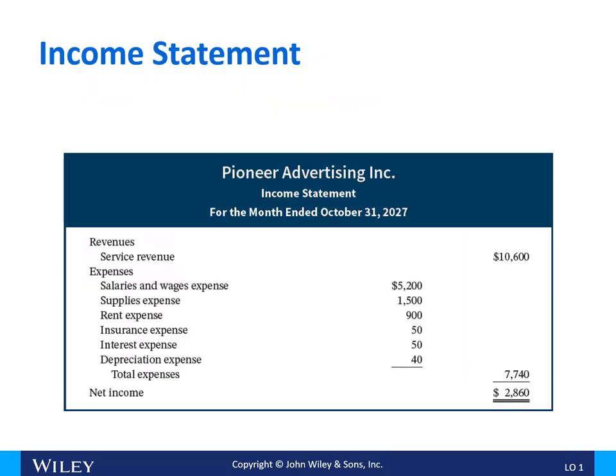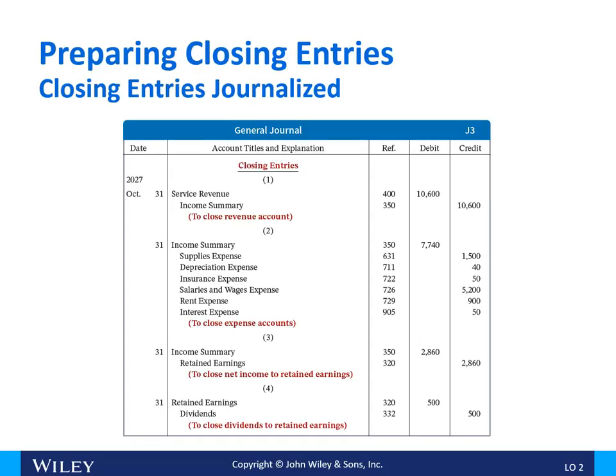So how do we do that? Here's our income statement for the month ended October 31st, 2027. We have revenue, we have a number of expenses. Our net income is $2,860. And our closing entries look like this. So the first one we do is we're going to debit service revenue, $10,600, and credit income summary, $10,600.